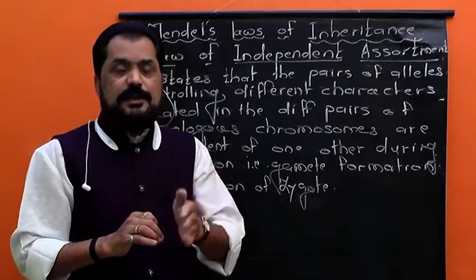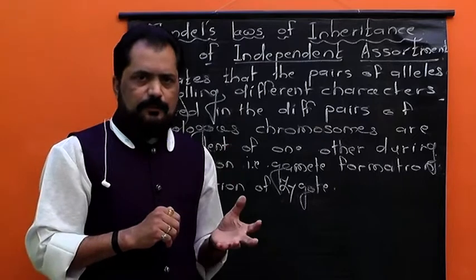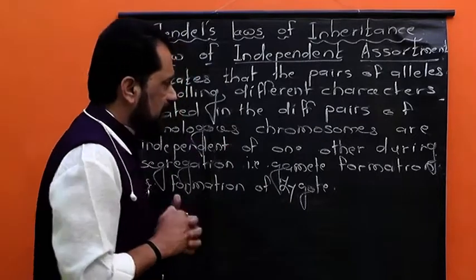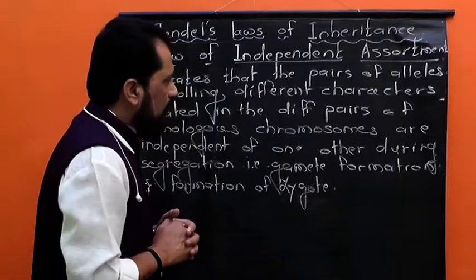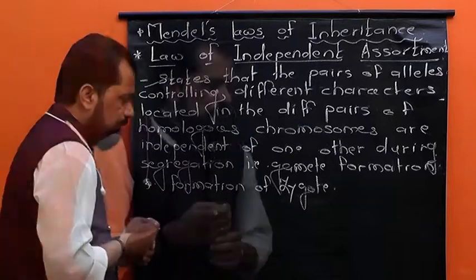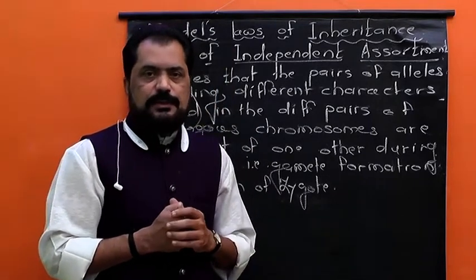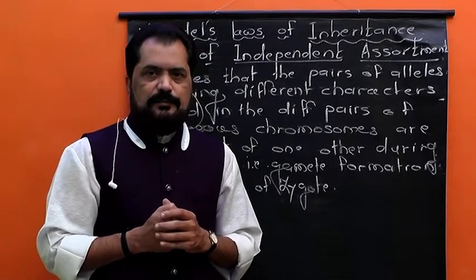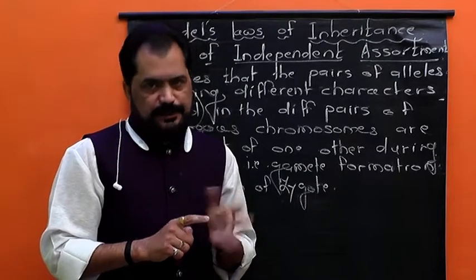They assort independently, they inherit independently, and that we can understand by considering the example of dihybrid cross. Now we have already considered one example, that is of two characters, during which we have considered two characters such as the shape of seed and color of seed.